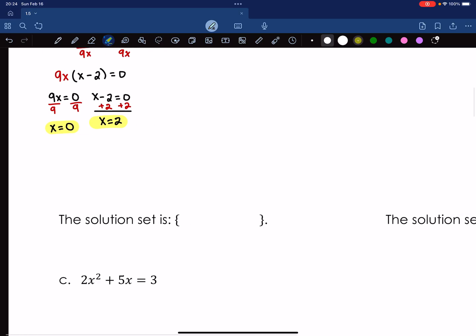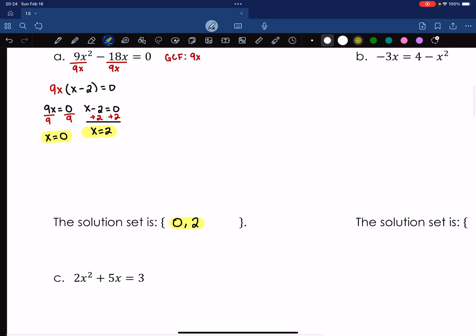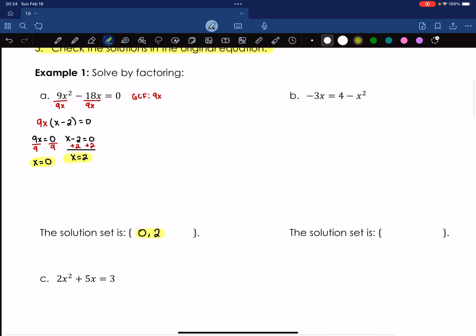When you go to type this in on your homework, you're going to type in 0, 2, and that's all you're going to type in. Make sure there are no spaces between the numbers, or you can type in 2, 0, but you're just typing in those two numbers into the braces that are already given to you.